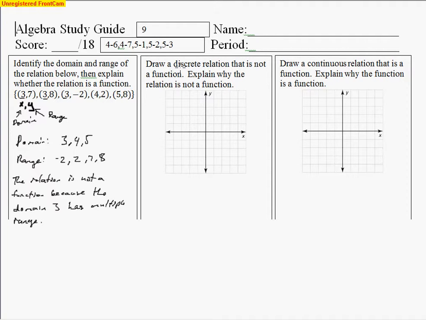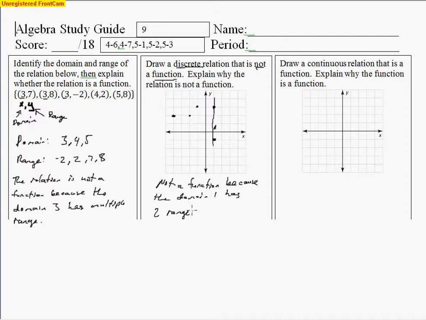So here they say draw a discrete relation that is not a function. So discrete just means points. So you're going to have points just variously spread apart, but then you need two that are in line with each other for it not to be a function. So right here you can see how these two points are in line. So this one domain here, this domain at positive 1, has two different range values. So it's not a function because, in my case, the domain 1 has two ranges.